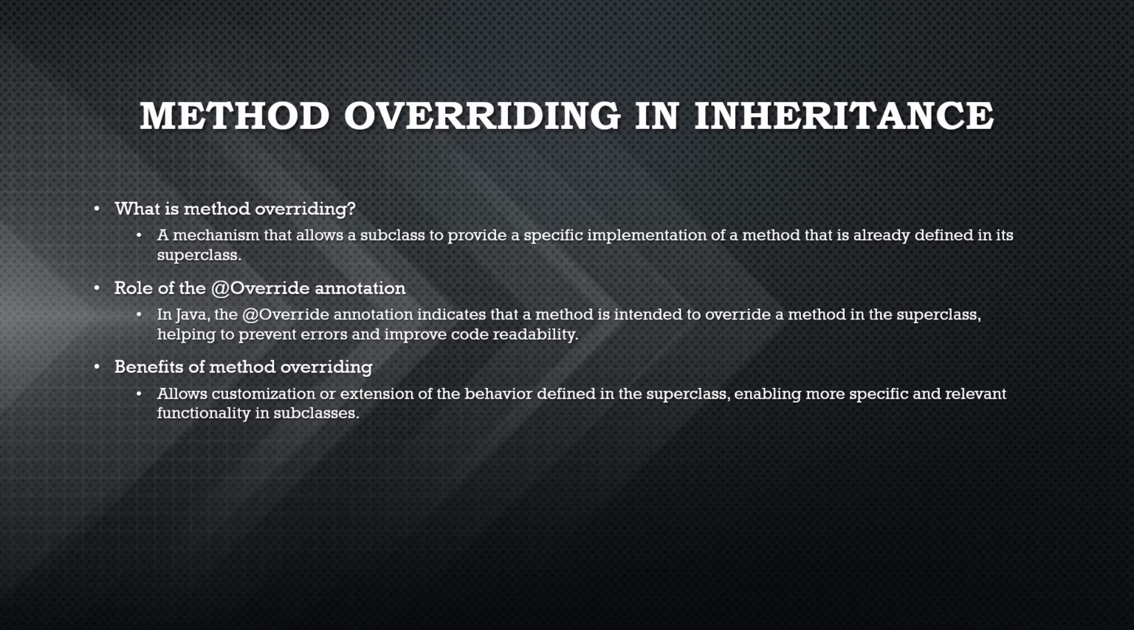This mechanism offers significant benefits, as it allows subclasses to customize or extend the behavior of inherited methods to meet their specific needs. For instance, you might create a speak method in an animal class and then override it in dog and cat subclasses to provide unique behaviors, demonstrating how method overriding enables more specialized and relevant functionality in derived classes.